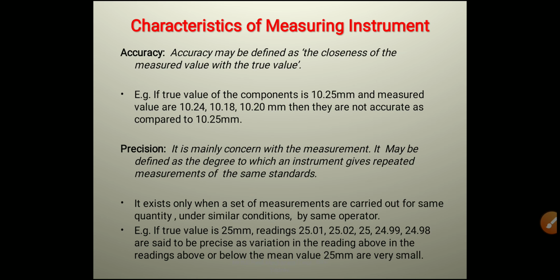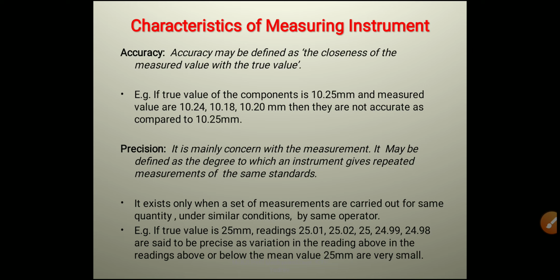So coming to the first content, characteristics of measuring instrument. As I discussed earlier, there are two main characteristics of measuring instrument: static characteristics and dynamic characteristics. Today we are going to discuss only the static characteristics. There are so many static characteristics of measuring instrument. First of all, we are going to discuss accuracy. Accuracy may be defined as the closeness of the measured value with the true value, or we can say it is a degree of closeness.